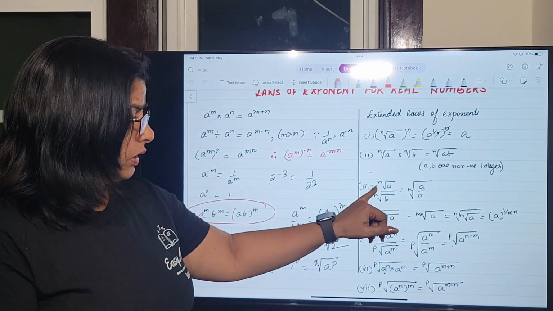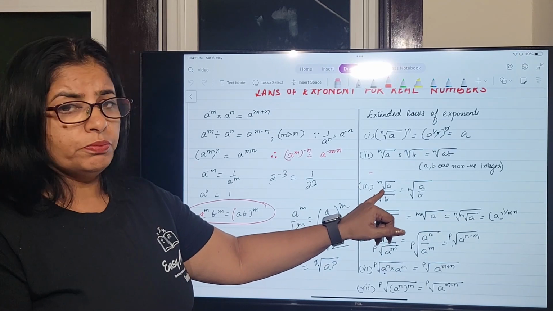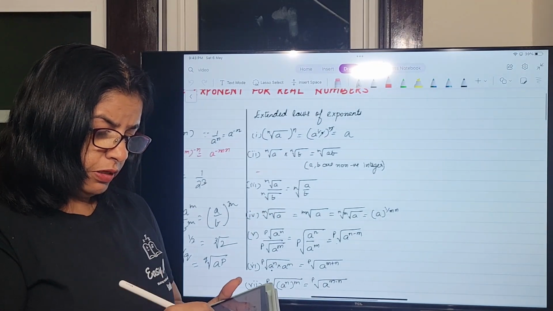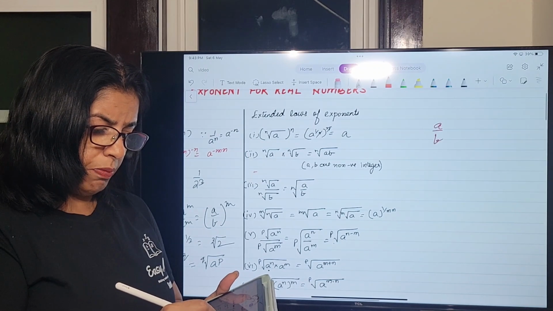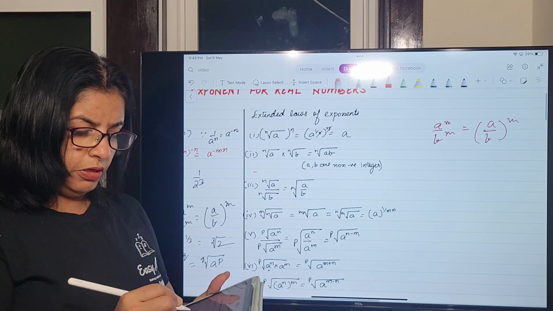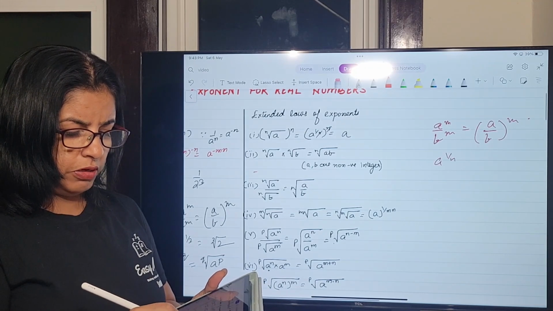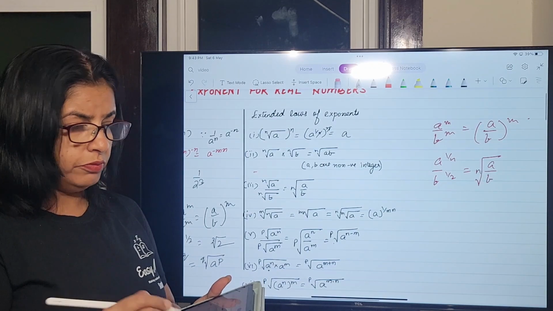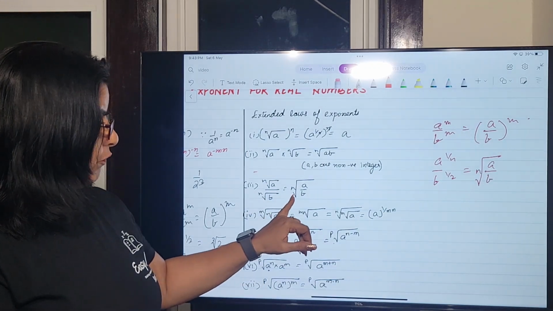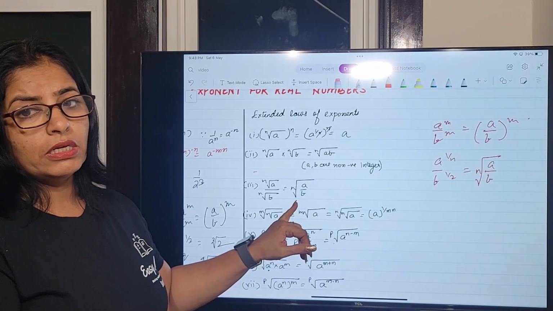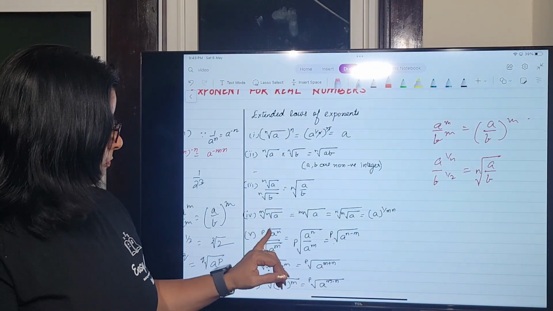Now, here we apply the law that we have learned in grade 8. A upon b, the power is same, we put it inside, a upon b to the power m. Now here it is becoming a to the 1 upon n, b to the 1 upon n. So we can put the n-th root of a upon b. It's the same rule that we have learned before, but this time the power is in the form of fraction, or we can say it's a case of irrational numbers.